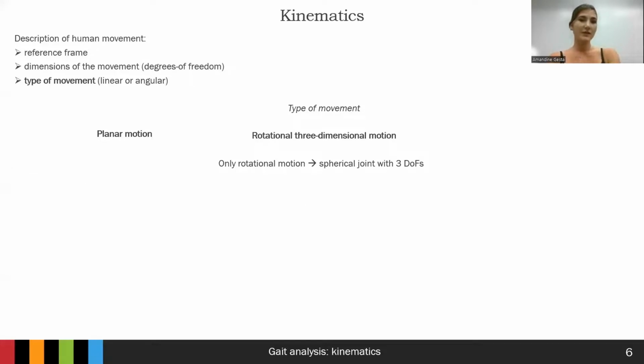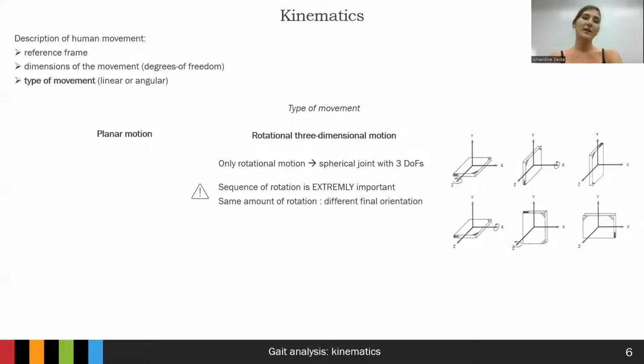So the other type of movement is the rotational three-dimensional motion, which is just a rotational motion, and you will identify the joint as a spherical joint with 3 degrees of freedom. So here you need to be careful about the sequence of rotation because it is extremely important. For the same amount of rotation, you would have different orientation. On the right, you can see an example.